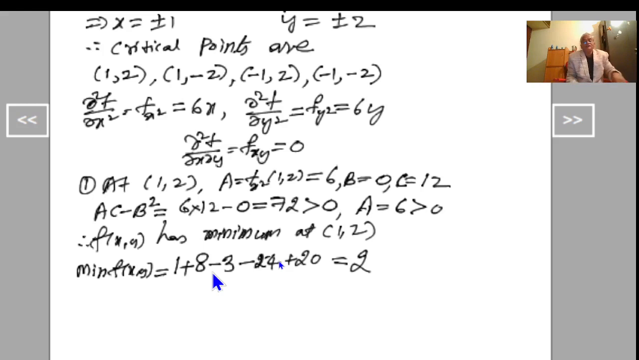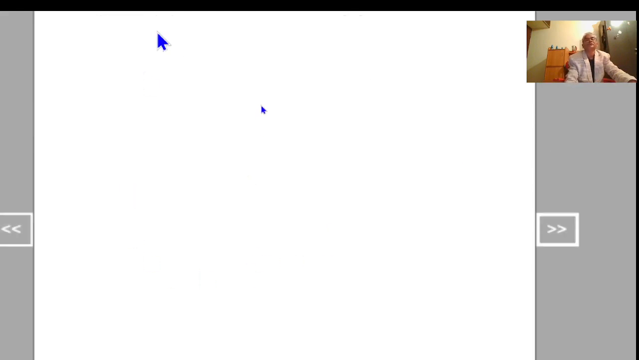And next, similarly, we check for the other points also. That is, we go to the next point, at the point 1 comma minus 2.